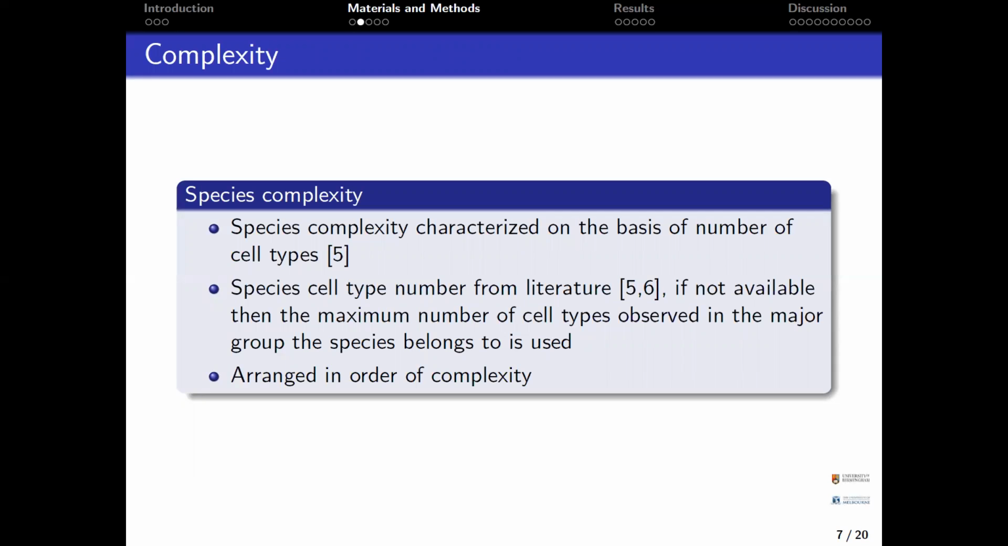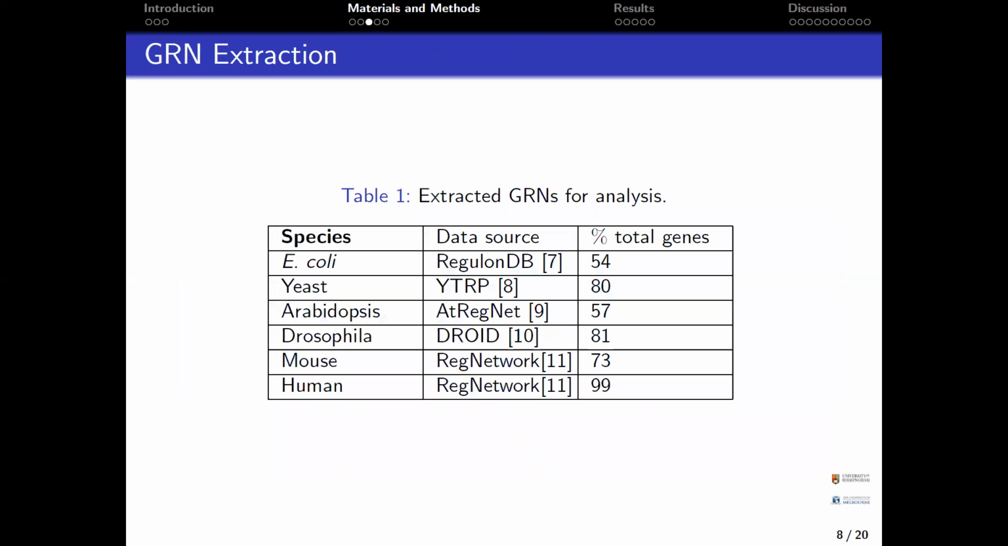There can exist many different definitions of biological complexity. So we have used this species complexity defined on the basis of the number of cell types, which we have obtained from literature. And based on this definition, we have arranged the species for which the GRNs are available in order of complexity as this, from E. coli to human. And here you can also see the sources from which the GRNs are extracted.